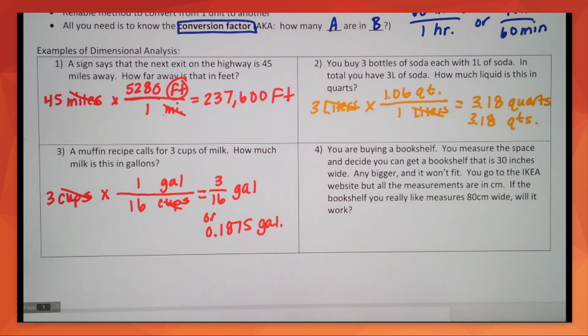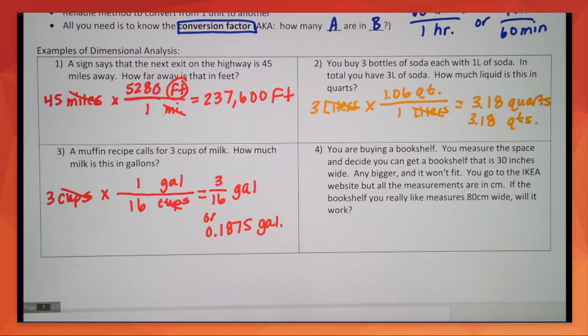You measure the space that you want to put the bookshelf, and you decide that you can get a bookshelf that is 30 inches wide. If you get one that's any bigger than that, it's not going to fit in the spot you want to put this bookshelf. Go to the IKEA website to look for your bookshelf, and all the measurements on there are in centimeters. If the bookshelf you really like is 80 centimeters wide, will it work?